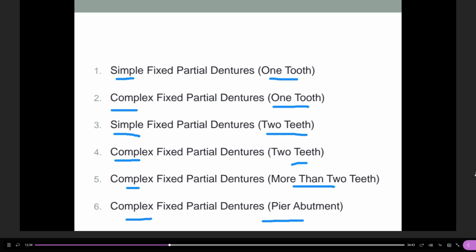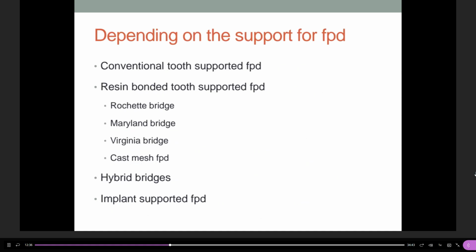That was the earlier classification, depending on the number of missing teeth. Now, depending on the support of the FPD, you can have a conventional tooth supported FPD, what we do in our clinics. Resin bonded fixed prosthesis, which is a separate lecture, maybe in the second or third semester. Hybrid bridges, which is nothing but fixed and removable bridges, and then implant supported FPD, which is additional. You have a course in the 6th year, but you will not be practicing implants at the undergraduate level.